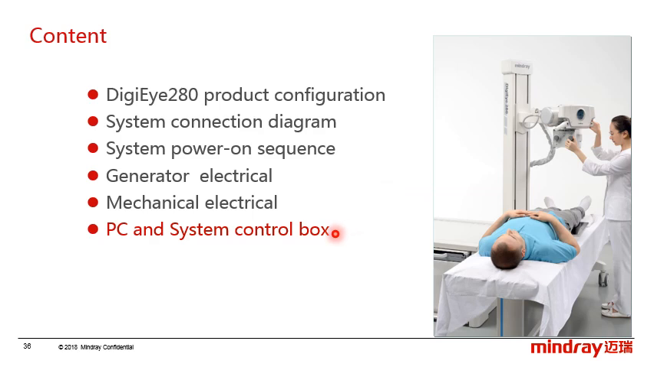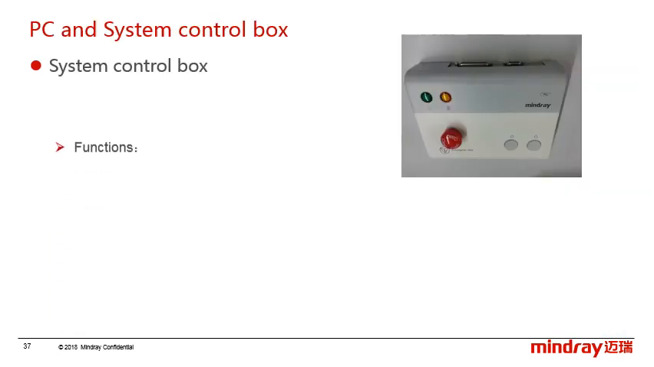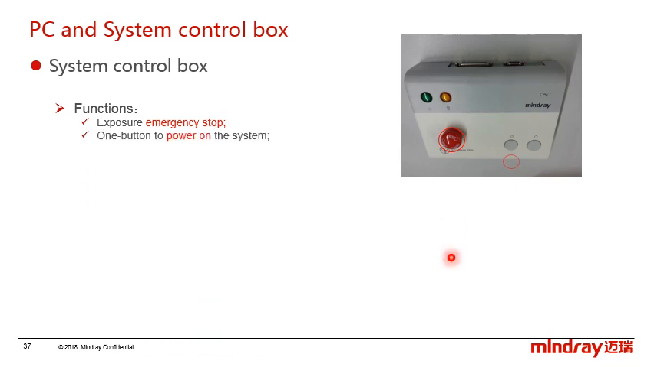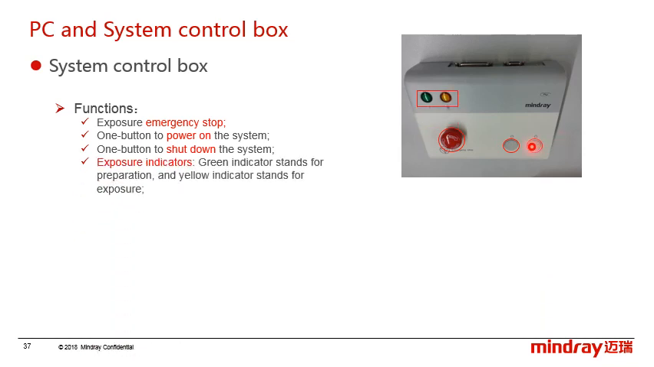The last part is about the PC and system control box. First is the system control box. Its functions include exposure, emergency stop, one button to power on the system, to shut down the system, and this is the exposure indicators.